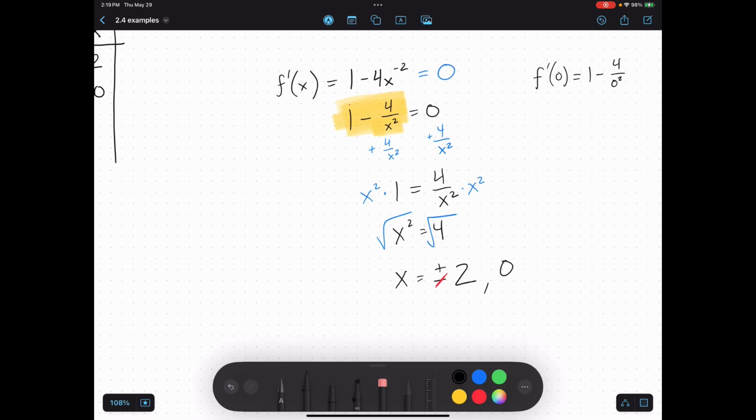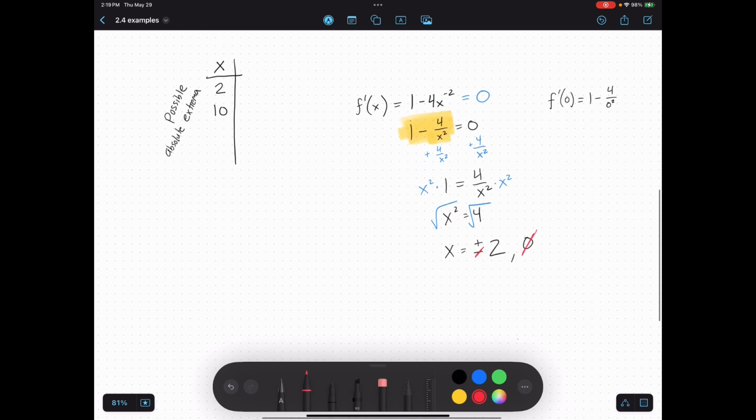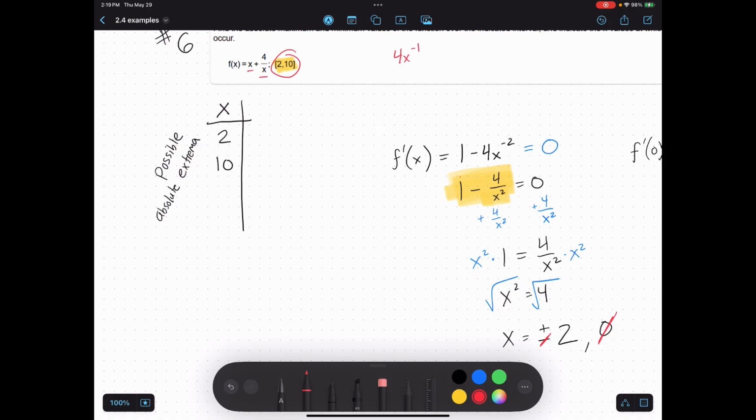But what do we notice about that? It's not within my interval. So negative 2 and 0 are both not within my closed interval, and therefore I don't have to worry about those points. They can't be my possible absolute mins or absolute maxes because they don't fall within my closed interval. The only one that does is positive 2, but guess what? Positive 2 just matches one of the endpoints that I already had. I was already planning on looking at positive 2.